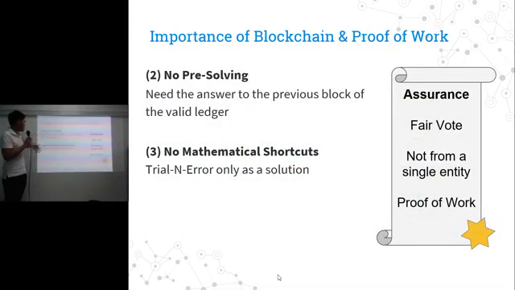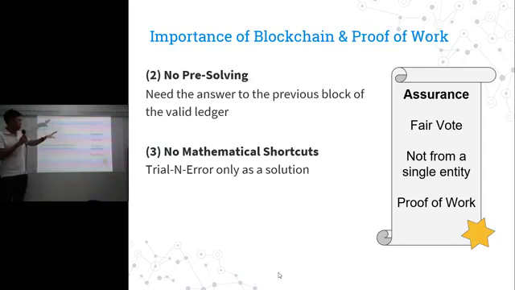Another two important things about the proof of work is that there is no pre-solving. With the Sudoku puzzle that I told you about, it is impossible for you to solve the puzzle ahead of time. You can't solve a puzzle that is one year ahead because the puzzle depends on the previous block of the blockchain, and it depends on the transactions that come in as well. And there are also no mathematical shortcuts. You can't find a mathematical genius to come up with a way to find a solution to that puzzle. The only way for you to solve it is to keep trying. Trial and error is the only solution.